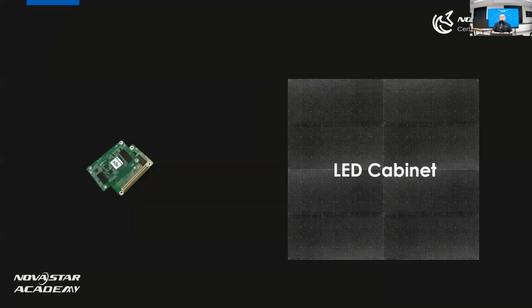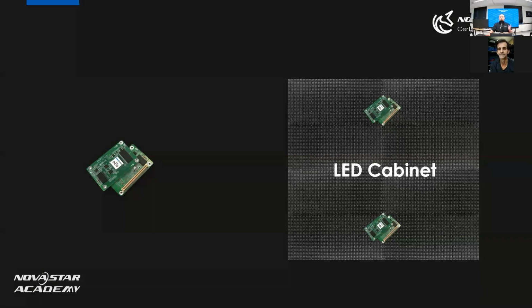And normally, there's only one receiving card inside each cabinet. This is the regular one. But for now, the pixel pitch is becoming smaller, so the resolution of each cabinet becomes bigger. That means sometimes one receiving card is not enough for one cabinet. So in this case, one cabinet may have two receiving cards like this. This is normal. If the resolution of the cabinet is bigger, more than one receiving card will be installed inside.